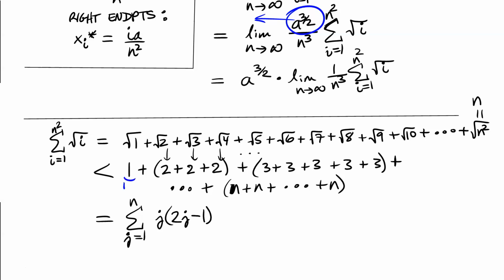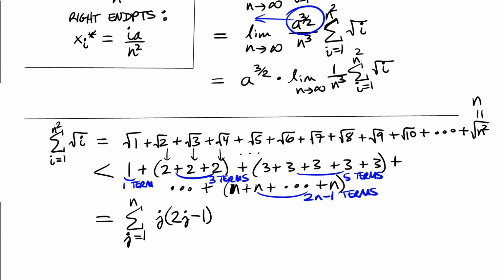1 term, 3 terms, 5 terms. So notice the number of terms is always twice the number you're adding up, minus 1. Now that means when we get to the very end, where we're adding up all the n's, there's going to be 2n minus 1 terms there.